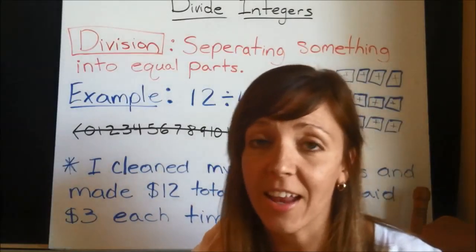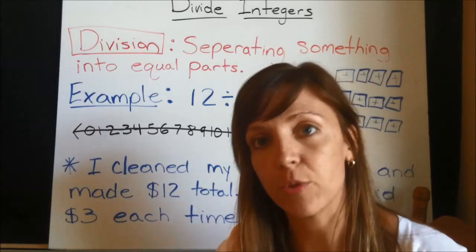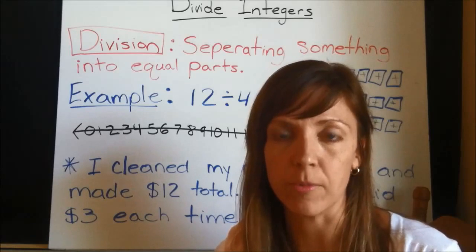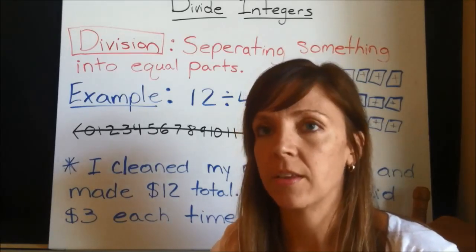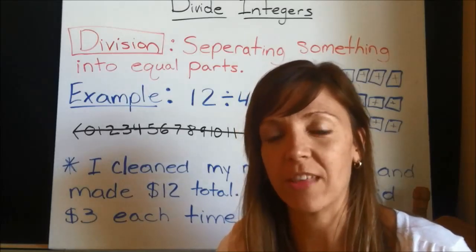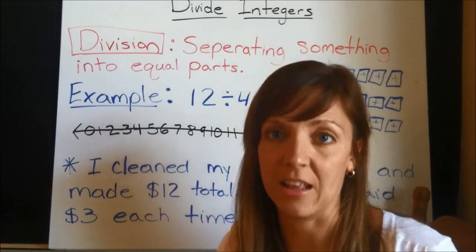Today we're learning about dividing integers. Now, we've learned that multiplying integers is repeated addition. Multiplication means to repeatedly add groups together. Division is the inverse operation of multiplication. That means taking the large number and splitting it into groups.